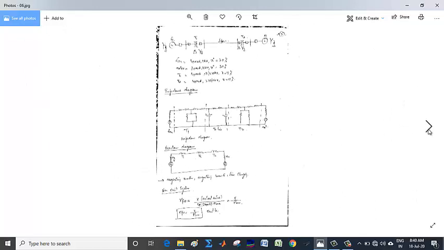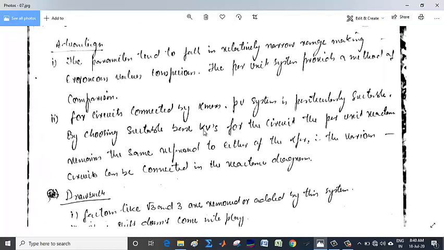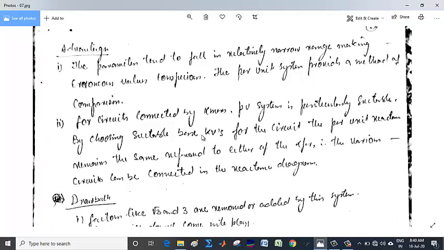Let us see how we use it. First, we'll go through the advantages of the per unit system. I will first read out the second advantage. As I told you, why we do it, what is the main reason? The main reason is that the transformer referring is eliminated. For a circuit connected by the transformer, the per unit system is particularly suitable. By choosing suitable base kVs for a circuit, the per unit reactance remains the same referred to either side of the transformer. Therefore, various circuits can be connected by the reactance diagram.